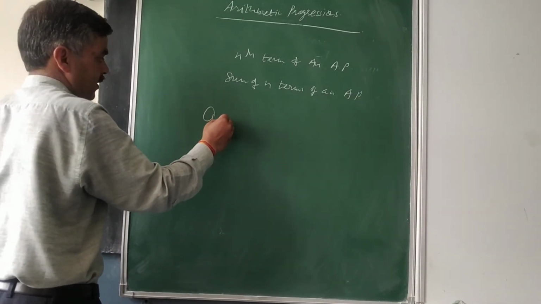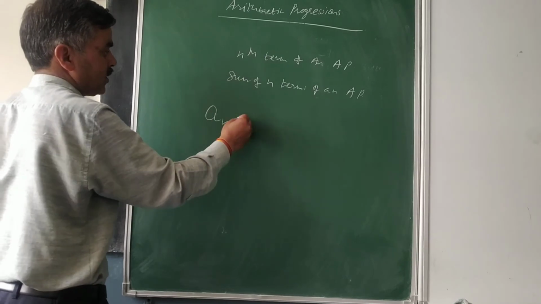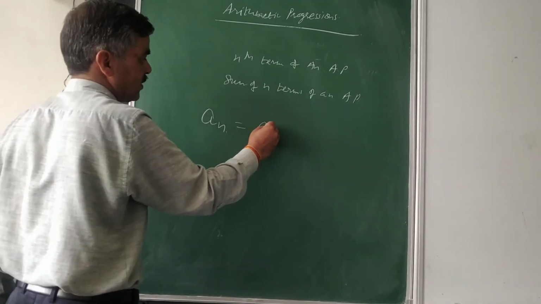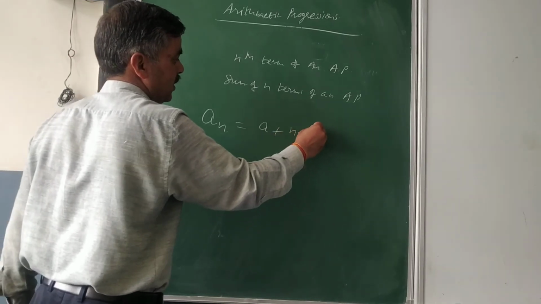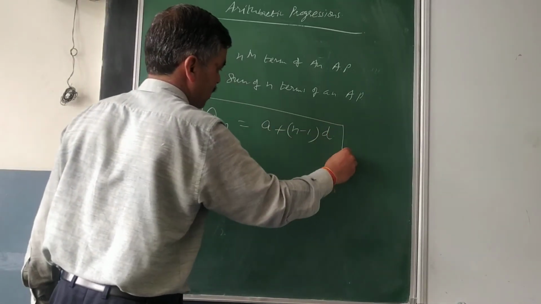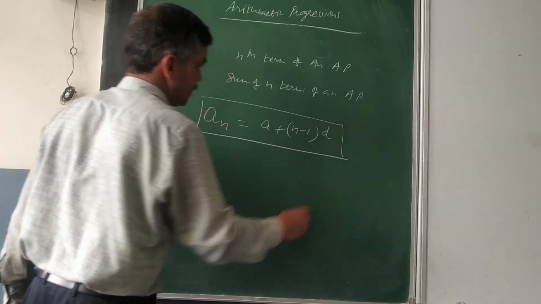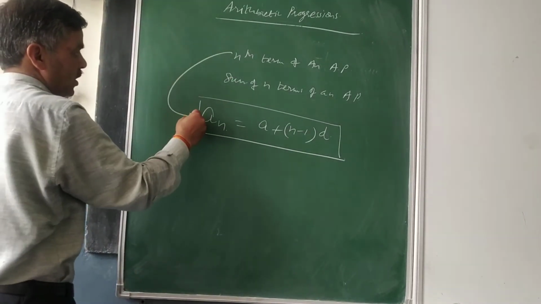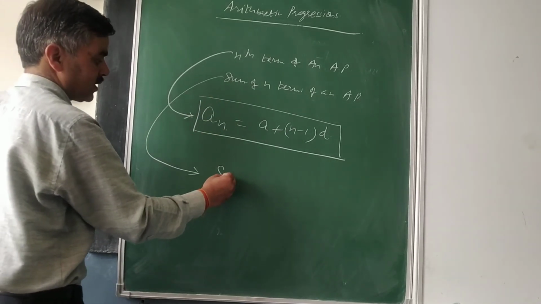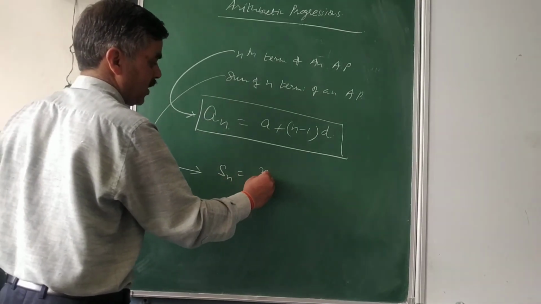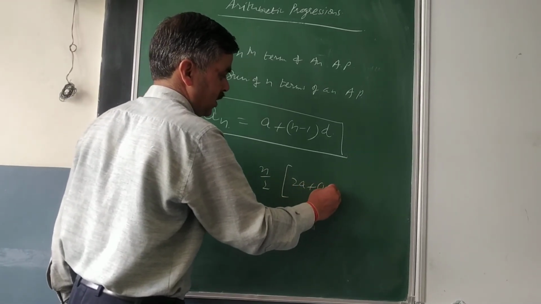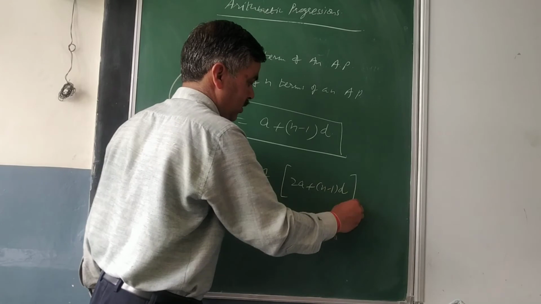So I am coming to the first part. The nth term of an AP is denoted by an, and that is always equal to a plus n minus 1 into d. This is the one formula we have to work out in our syllabus for this. And if you are talking from the sum of n terms point of view, Sn is equal to n by 2 into 2a plus n minus 1 into d.